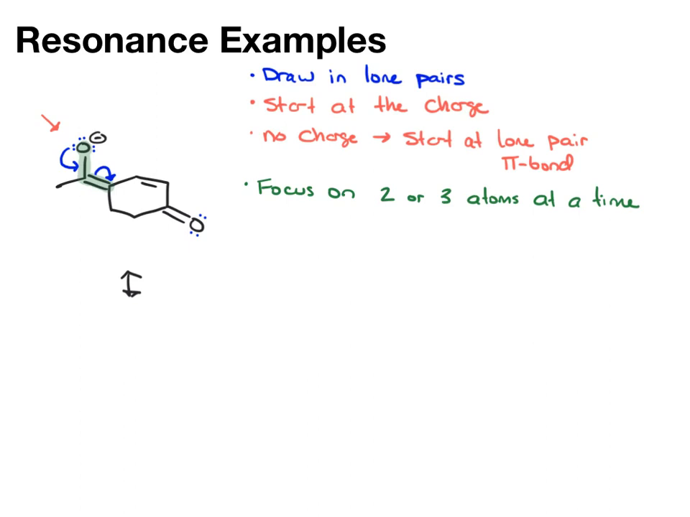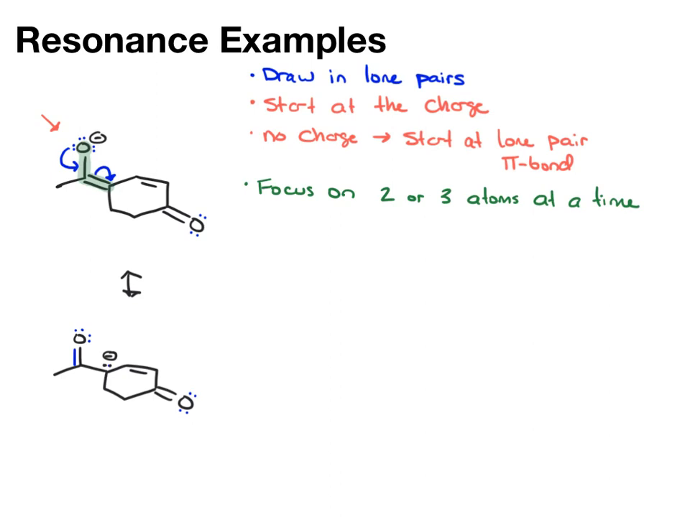So now when we draw the next resonance structure, everything else should stay the same other than what's highlighted in green. So we have our new pi bond here. We still have 2 lone pairs on this oxygen, 2 lone pairs on this oxygen. I have a new lone pair right here. Let's put that in black. And that carbon now has a negative charge.